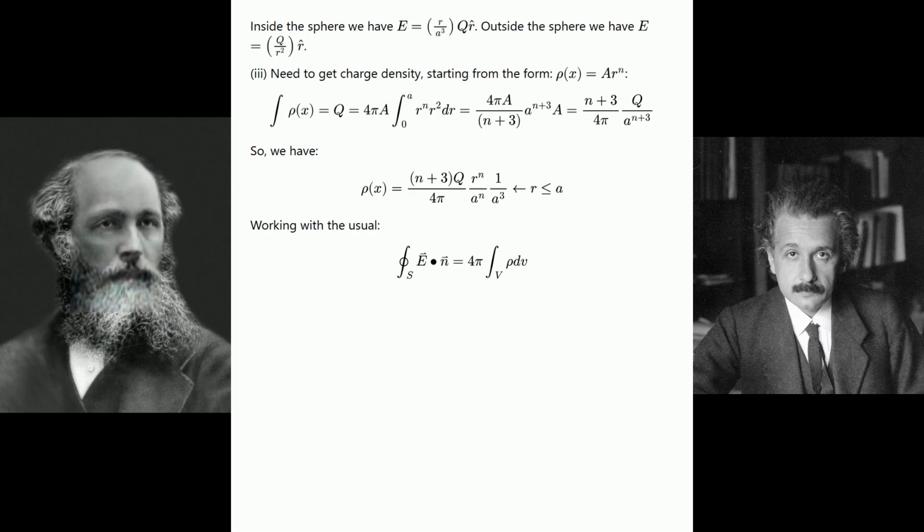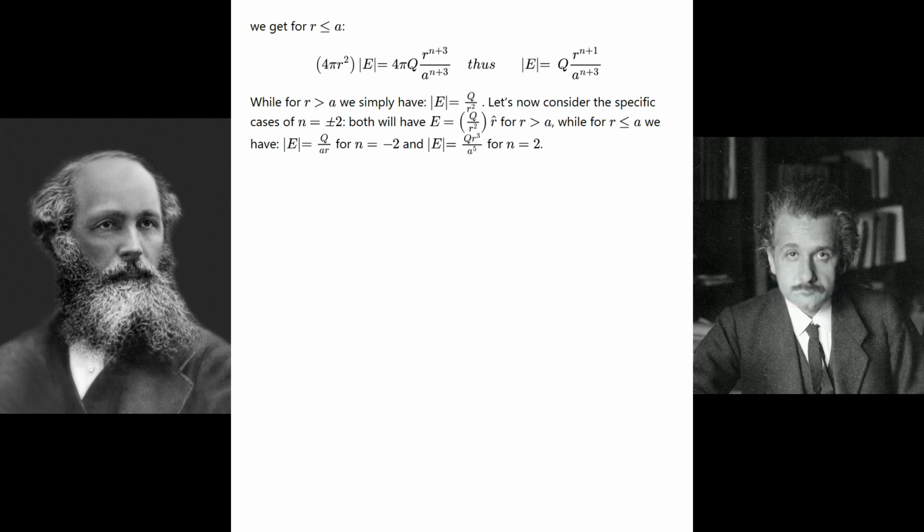Working with the usual contour integral over S of E dot n equals 4 pi times the integral over V of rho dv. We get for r less than or equal to a, 4 pi r squared times the absolute value of E equals 4 pi q r raised to the n plus 3 power over a raised to the n plus 3 power. Thus the absolute value of E equals q r raised to the n plus 1 power over a raised to the n plus 3 power. While for r greater than a, we simply have the absolute value of E equals q over r squared.